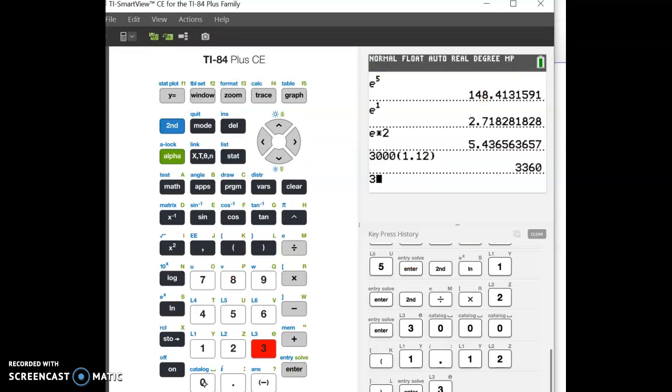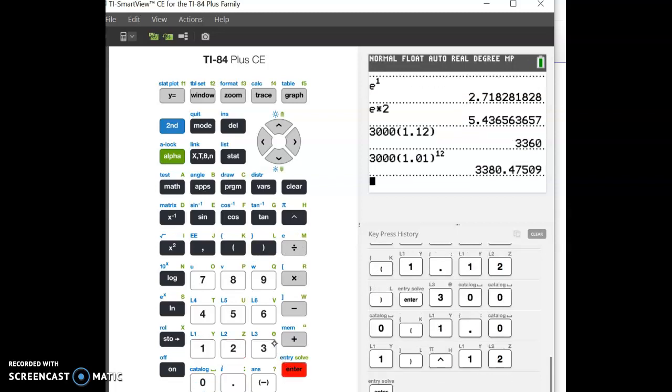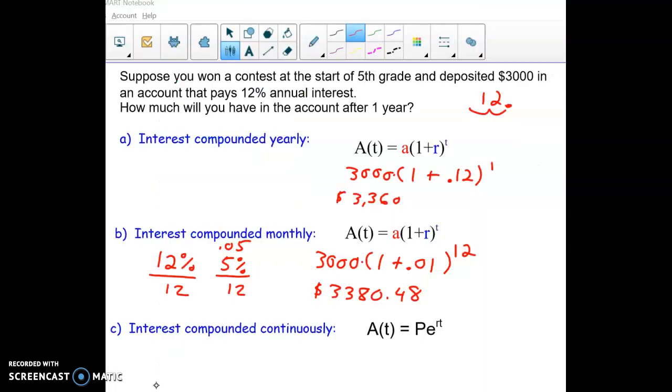All right, so I'm going to do 3,000 times 1 extra percent interest, so 1.01 to the 12 for 12 months. Okay, and it actually comes out to $20 more, so it's better than if they'd given it to you just once a year. So we'll call this, and 48 cents. All right, so I'm just going to copy that over to the page. All right, so monthly looks better than yearly.